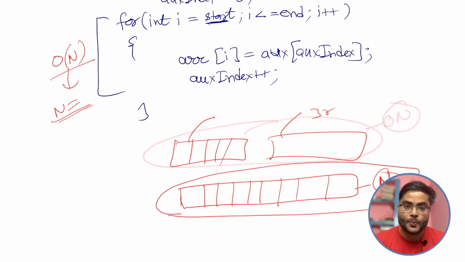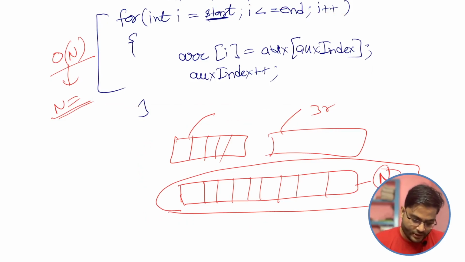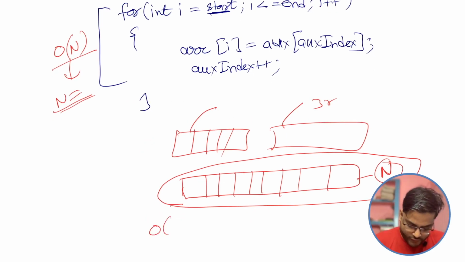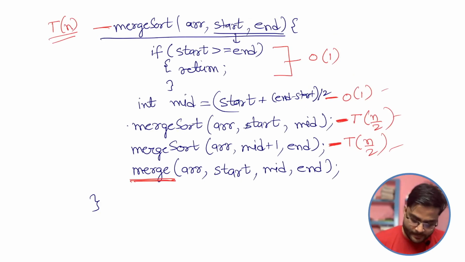Okay, so my merge algorithm will run for order of n times, right? So order of n for this for loop and order of n for my while loop. Okay, so it will run for order of 2n times. Now this can be written as order of n times. Okay, so my merge algorithm will take order of n times. Okay, so now come back to my merge sort. We have seen that merge will take order of n times, right?